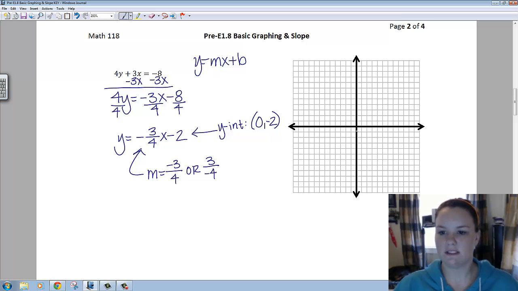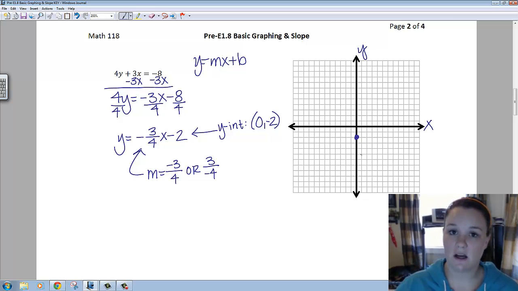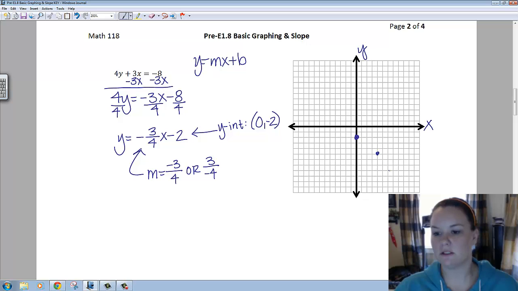So I go to 0 and then go down 2. Again, this is my x, this is my y. And then from my y-intercept, I count my slope. If I do it with a negative on top, that tells me I'm going to go down 3 and forwards 4. So down 3, 1, 2, 3, forwards 4, 1, 2, 3, 4. Or I could go in the opposite direction. If I go back to my y-intercept, I could go up 3, backwards 4. So 1, 2, 3, 1, 2, 3, 4.